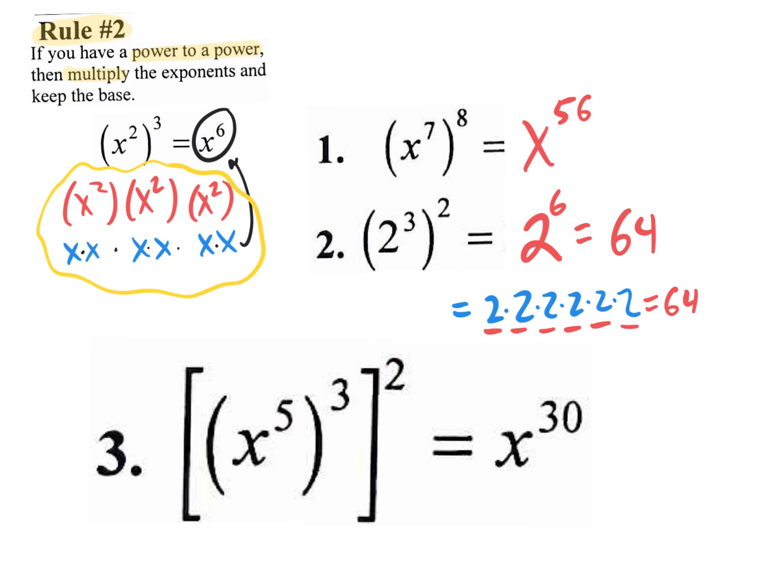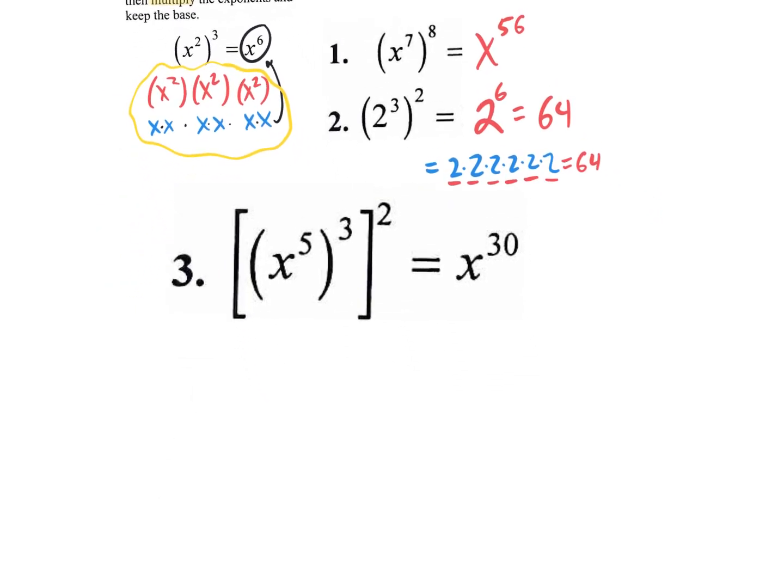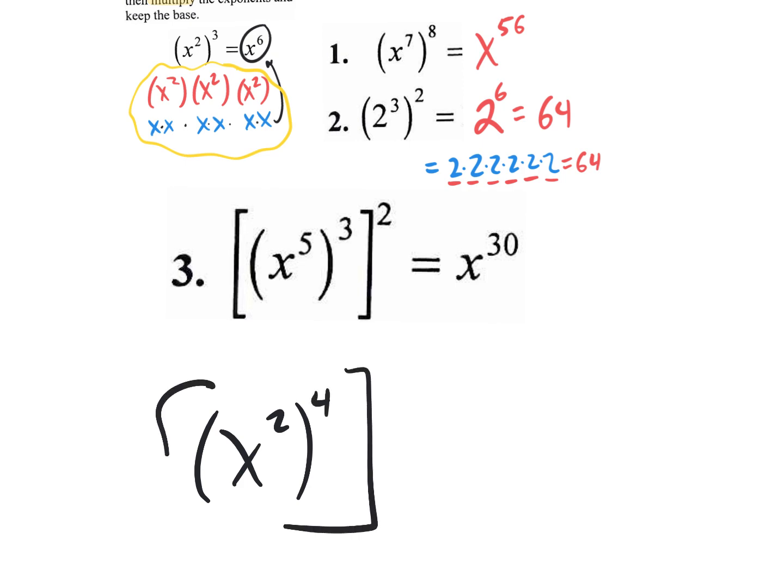Do we understand rule number 2? Shall we try one more? Yes, please do one more. Okay, what if we had, let's say, x to the 2nd to the 4th to the 10th. What the heck? What's the answer there? Come on, people. x to the what? x to the 80. See? It's easy, right? Okay, so rule 1, when you're multiplying two terms with the same base, add the exponents. Rule 2, when you have a power to a power, multiply the exponents.